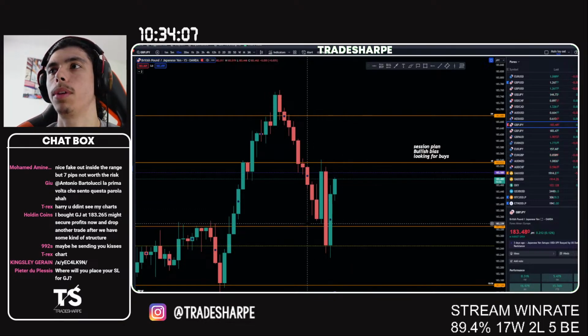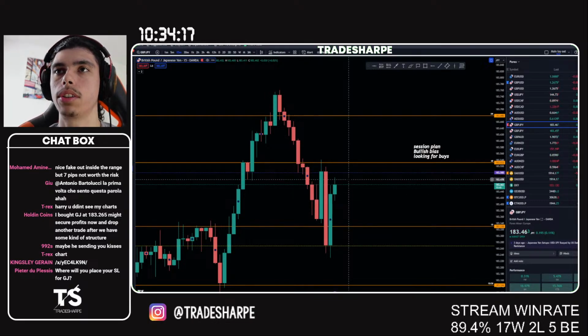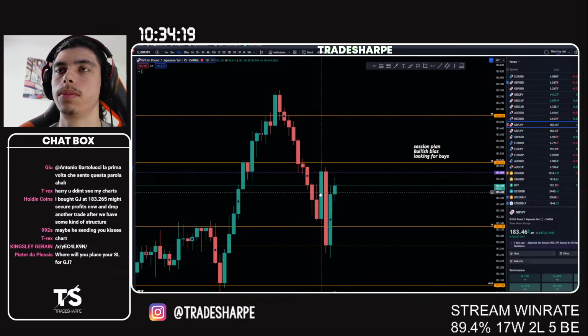Where will I place my stop loss? Probably I'll just hover it below 183.339. It's a big stop today, but I don't see any other logical place to put my stop loss because of this big move down. There's nothing really I can do.